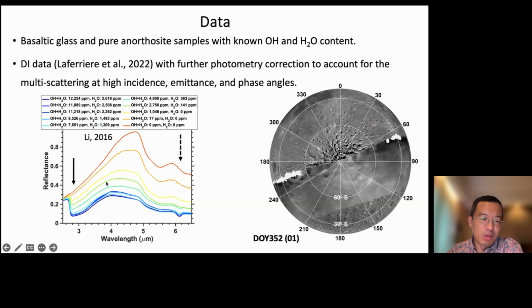On the left plot, I'm showing the suite of lab data. This is basaltic glass, the reflectance spectra from 2.5 to around 7 micron. You can see the 3 micron region, where both OH and H2O show up here. And the 6 micron band is very unique to H2O. I think we heard this story a lot in the previous talks. Also, we measured OH, H2O, and total water in the lab independently.